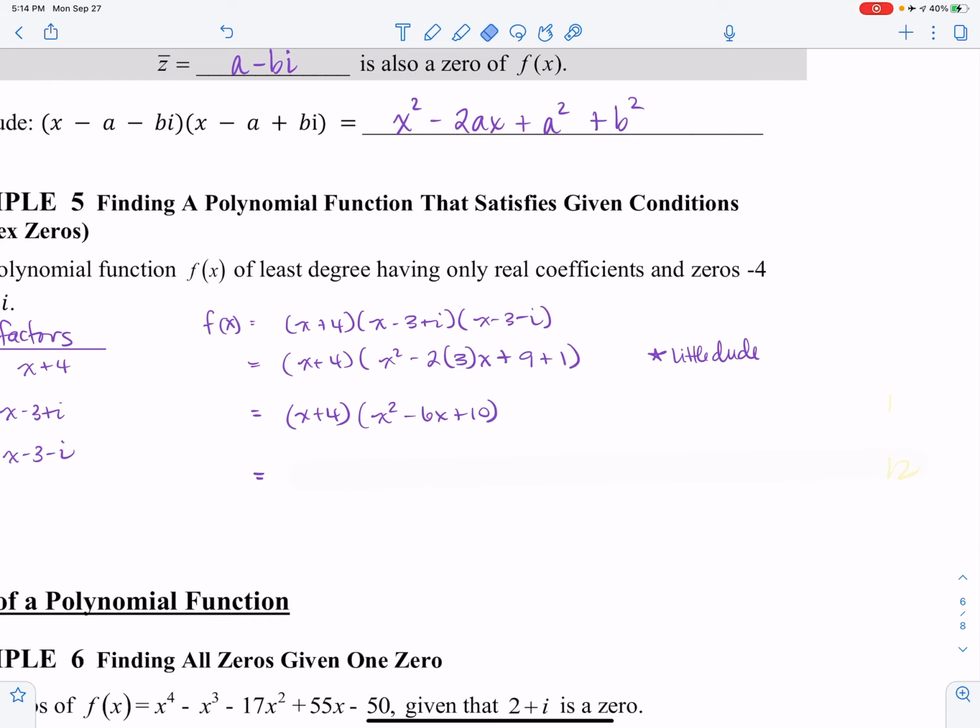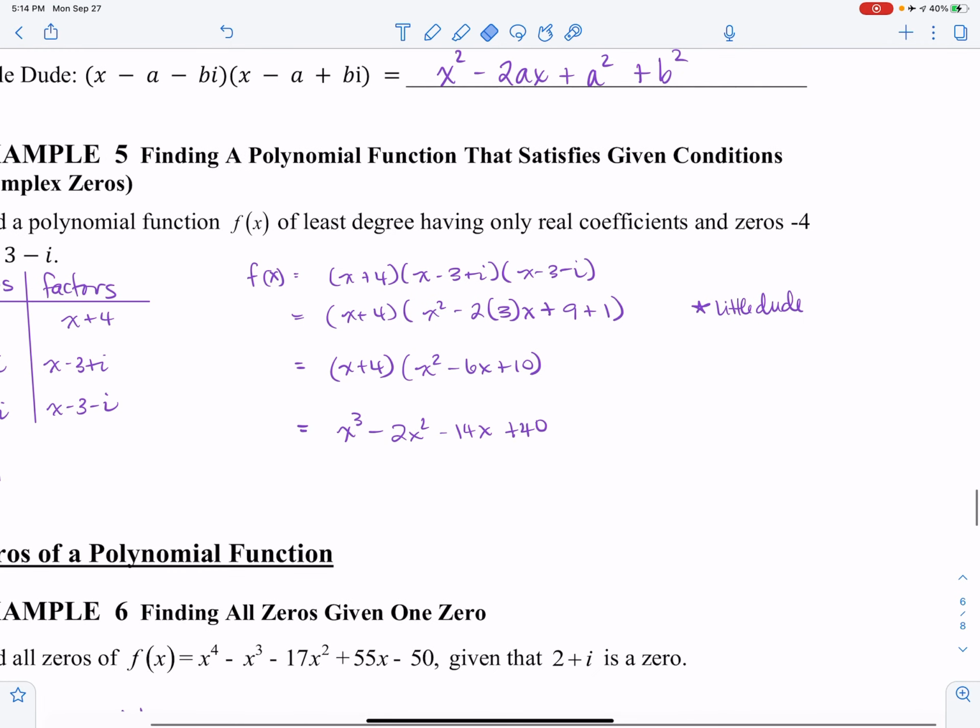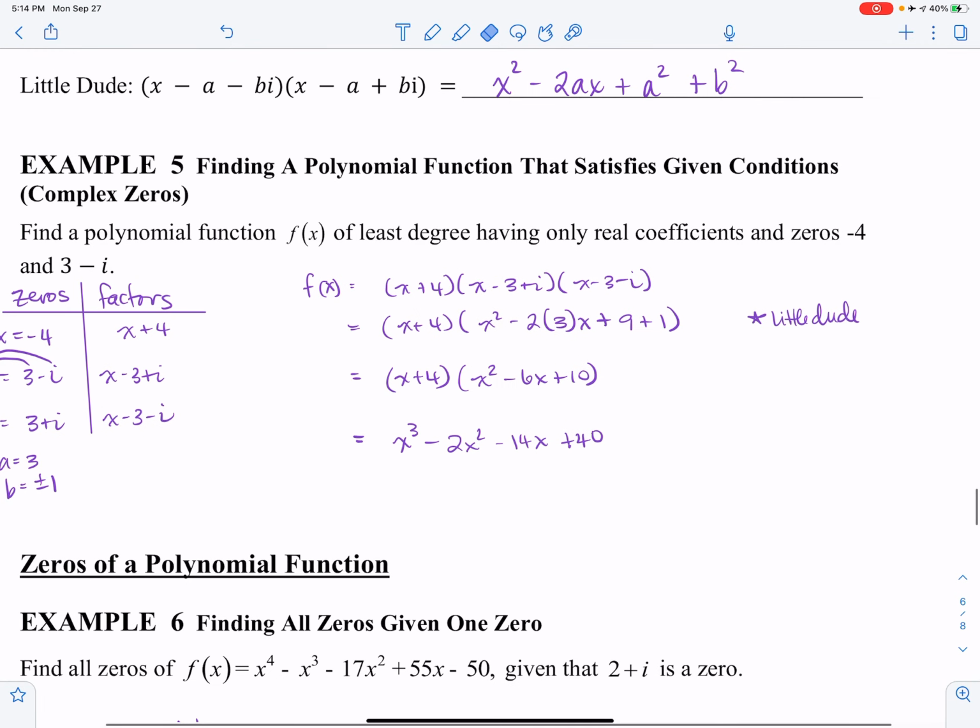Once again, I did not show my work on this. This is previous material. If you need a shortcut, or not necessarily a shortcut, but a trick for making fewer mistakes on all this distribution, just text me or email me or leave me a comment in the video, and I can give you one little trick that can help with making mistakes on that distribution. But I just went ahead and distributed on another piece of paper and transferred it over to here. So the polynomial function that I have is x cubed minus 2x squared minus 14x plus 40. It did not say anything about a leading coefficient, so we're going to just keep a leading coefficient of 1.